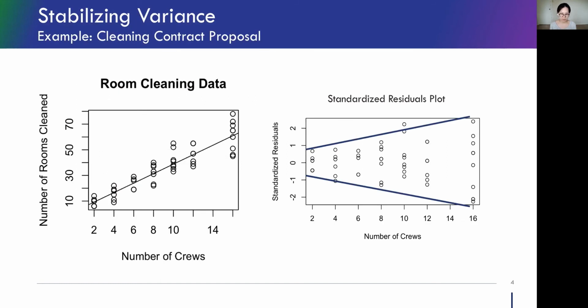Okay, so let's take the example that we talked about last week, where our response is the number of rooms cleaned, and the predictor, the explanatory variable, is the number of crews. This is what we originally had from last week, and we noticed it is a linear relationship, but when we look at the standardized residuals, there is a funnel-shaped pattern among the residuals. So that means it's a non-constant variance for the error.